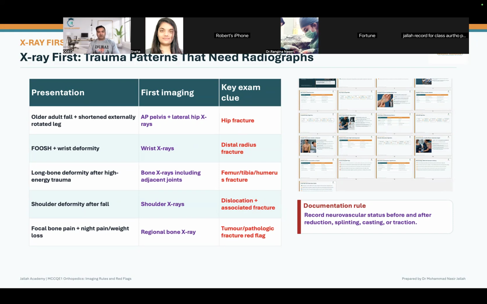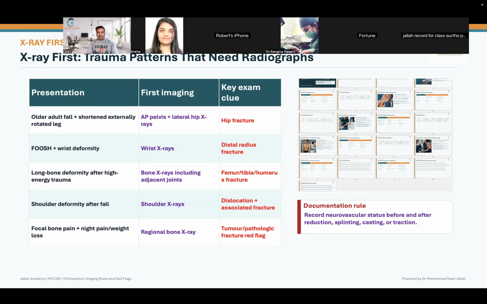So femur, tibia, humerus fracture, shoulder deformity after a fall. Obviously, a fall is a trauma. Any trauma, after which any joint gets hurt, what should we do? X-ray, because there is an associated dislocation, or probably there is a fracture as well.